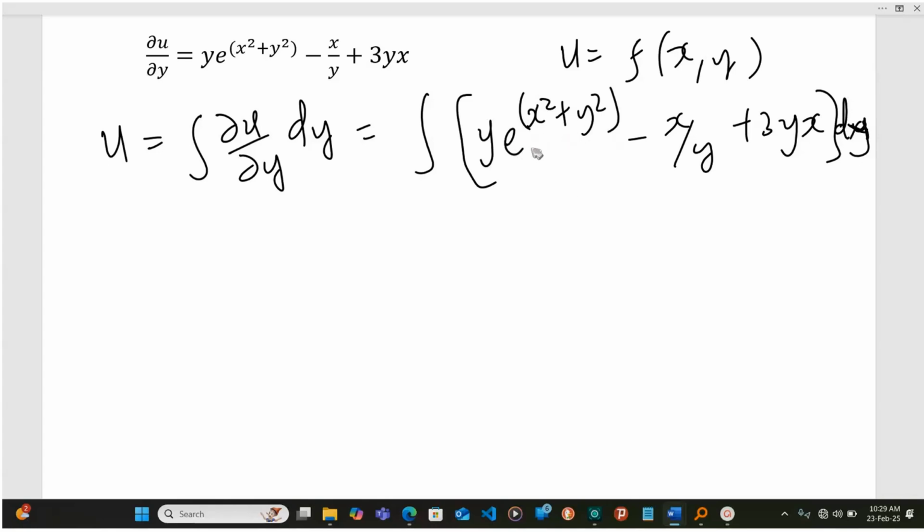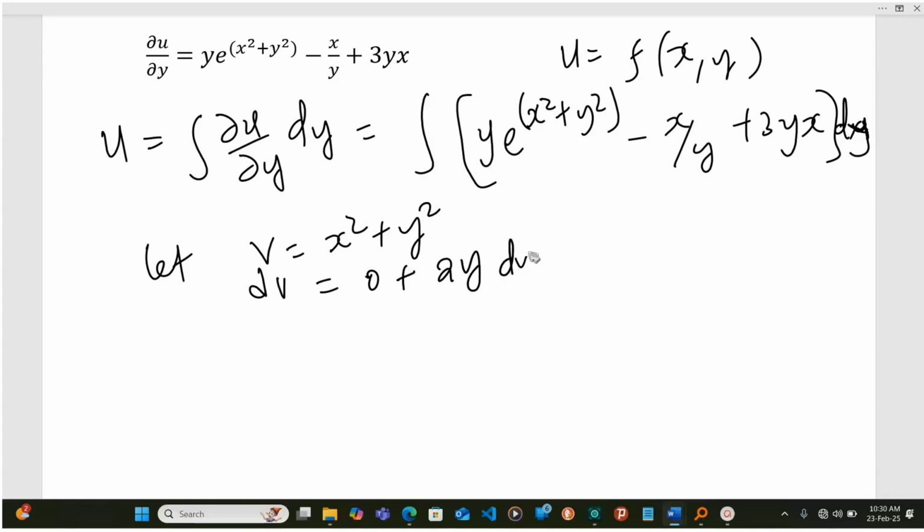To minimize the complexity of this, let us say v is equal to x² + y², so that dv is equal to, since here we are integrating with respect to y, we differentiate this with respect to y. The x² becomes 0, plus 2y dy. It means that dy will be dv divided by 2y.